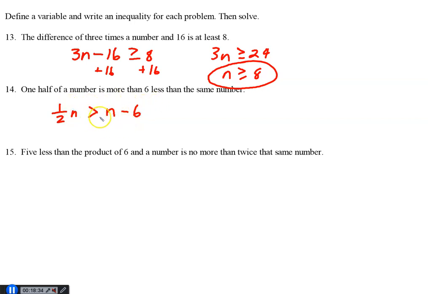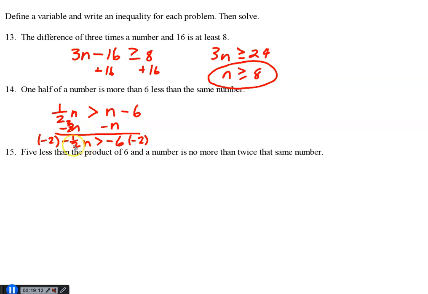Okay, so we're ready to solve, and so I'm going to subtract n from both sides. So in terms of a fraction, right now it's negative 1 in front, so maybe we can think of it as negative 2 over 2. So 1 over 2 minus 2 over 2 is negative 1 over 2 n. And now to solve for n, I'm going to multiply by negative 2 on both sides.